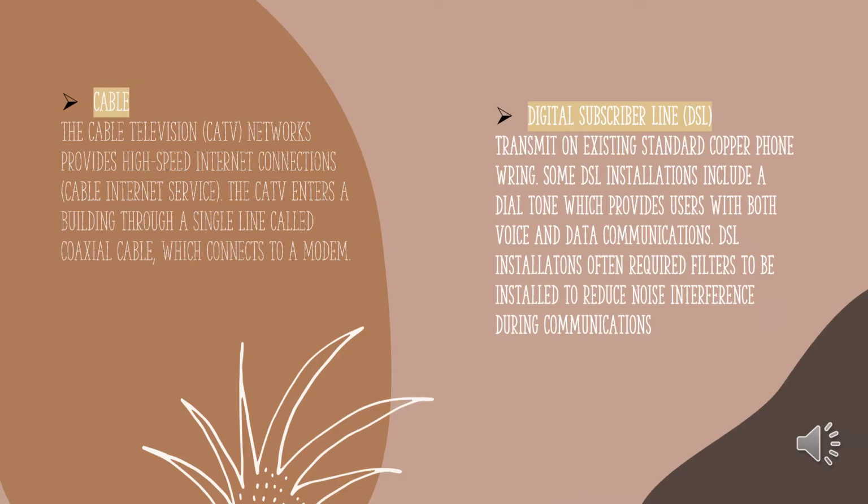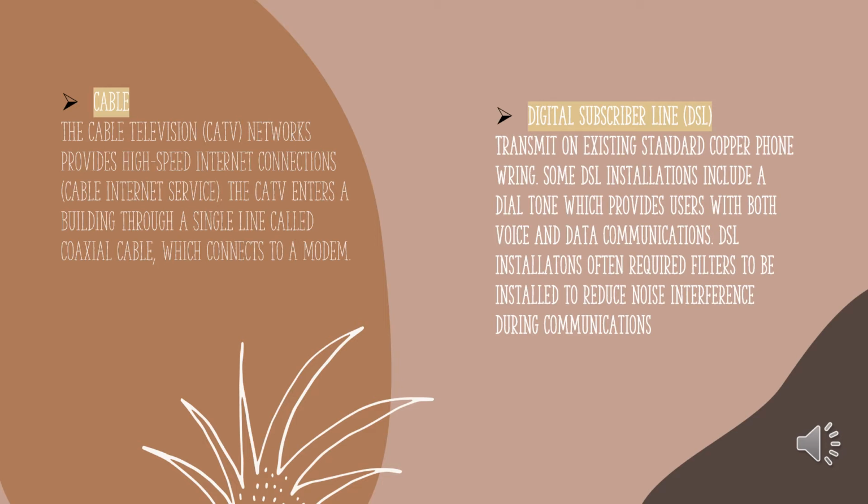Moving on, we are going to talk about digital dedicated lines. So the first one is cable. The cable television or CATV networks provide high-speed internet connections, which is called cable internet service. The CATV enters a building through a single line called coaxial cable, which connects to a modem which is typically attached to your computer via an Ethernet cable. So this type of digital dedicated line is usually used by home and small business users for cable internet service.